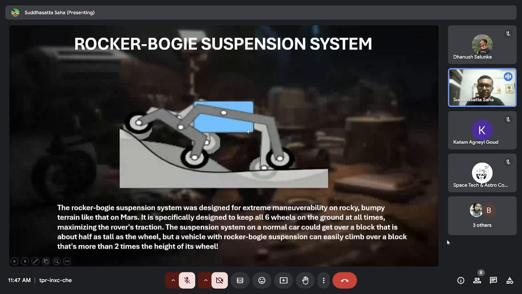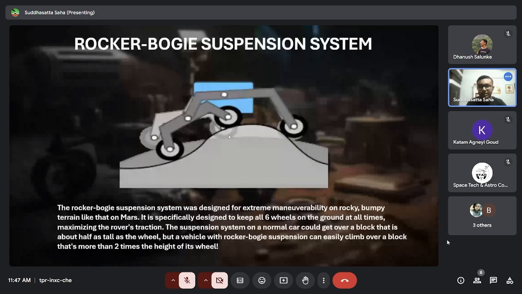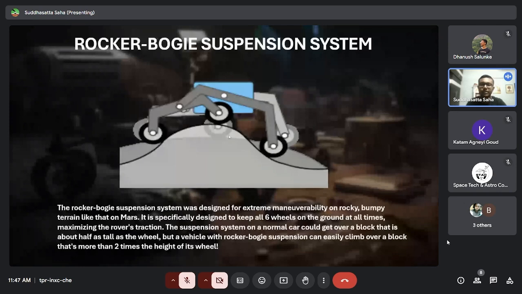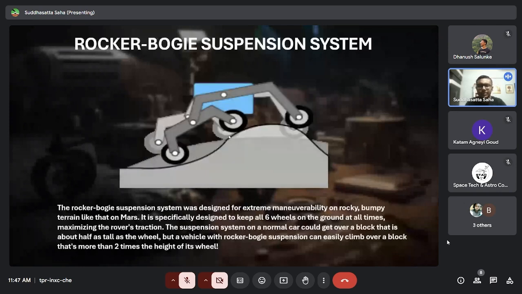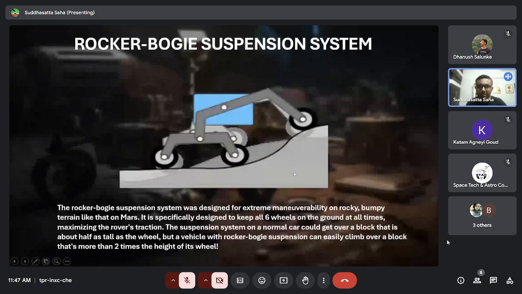And the most interesting aspect of the rocker bogie system is that it is made in such a way that all the 6 wheels maintain contact with the surface of the planet at all times, irrespective of the nature of that surface. And you might ask why we would need to achieve that. This is because rovers are charting hilly terrain, and sudden depressions come in this surface, so they need to have a high degree of traction.